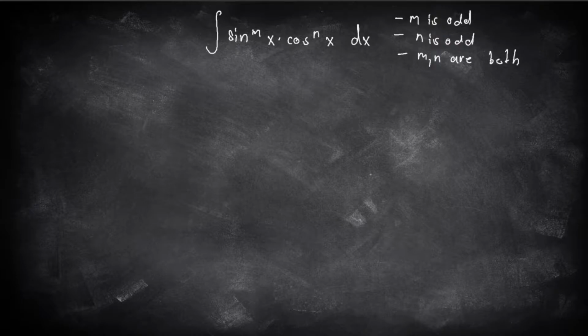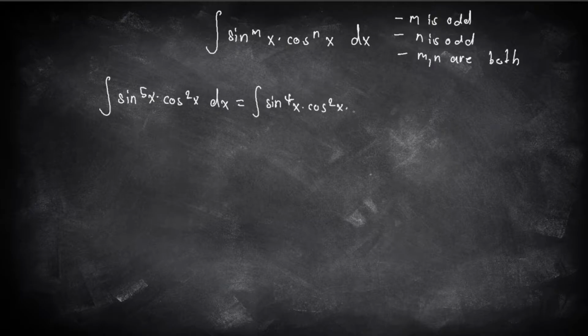So if one of these conditions is met and it's in this form, you can use the process that I'm going to show. This process is basically the same as the previous one, except there's going to be an extra term. Let's say, for example, we have the integral of sine of 5x times cosine squared of x dx. The odd one is the sine, because it's the 5. So what we have to do is take away 1 from this power: sine of 4x times cosine squared of x times sine of x dx.